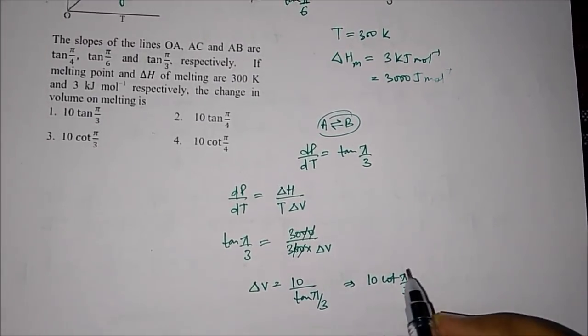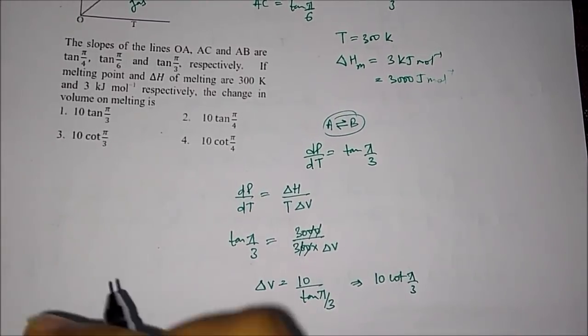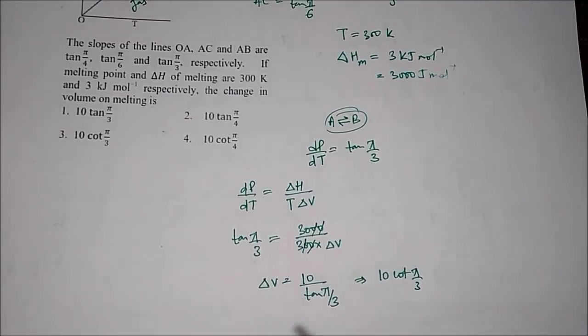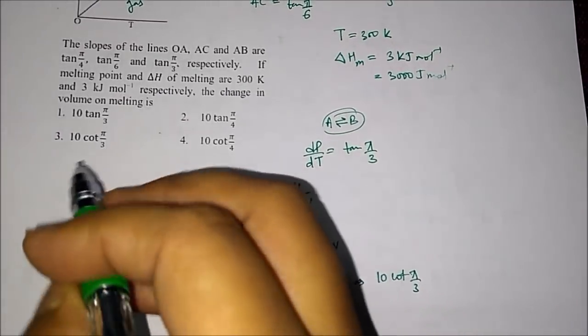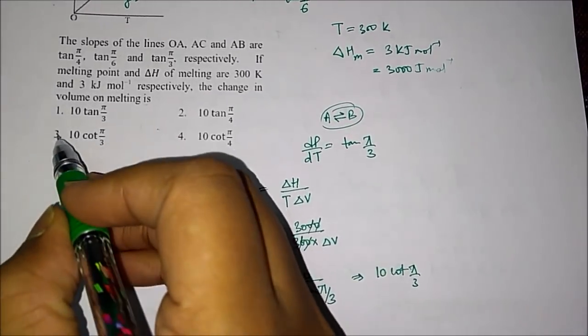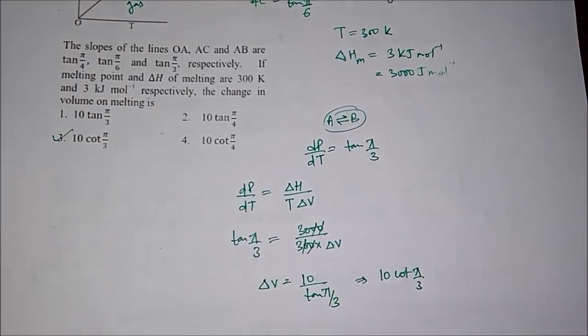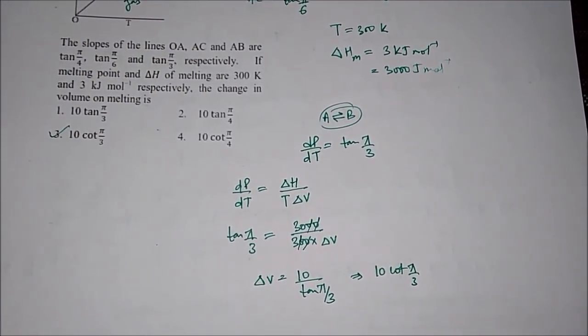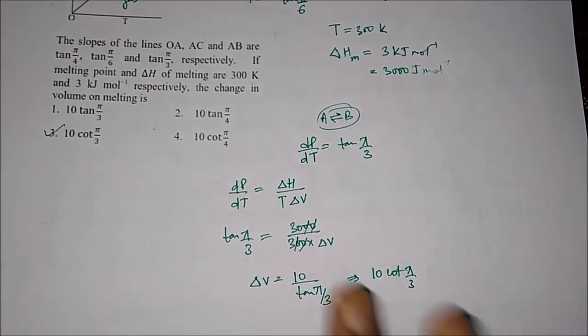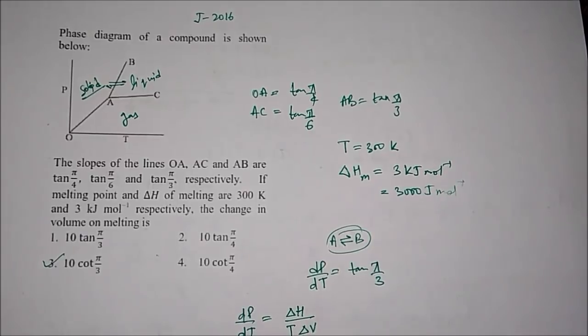So see how simple this question was. This phase equilibria is a very simple topic. You can easily score 4 marks or 6 marks from here by just knowing the very basic things. So option number 3 is the correct option for this question. All right, so this was for your CSIR June 2016 exam.